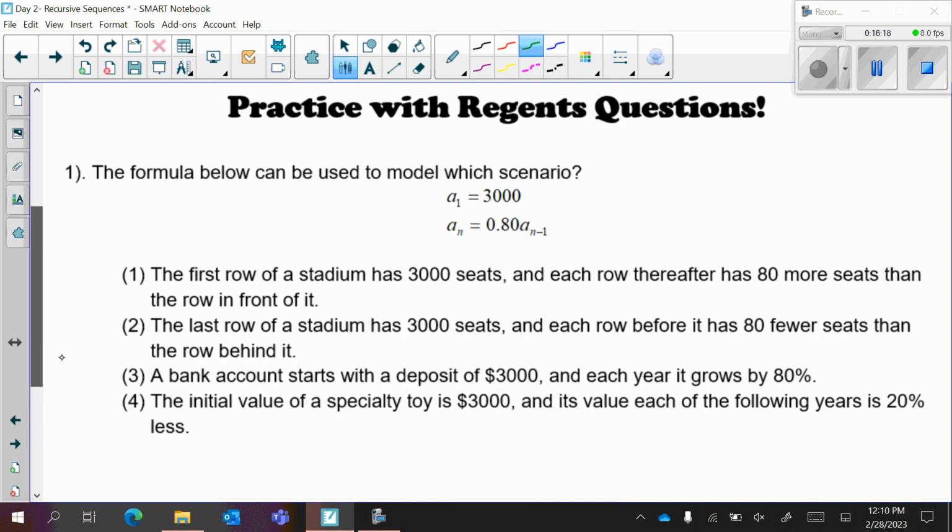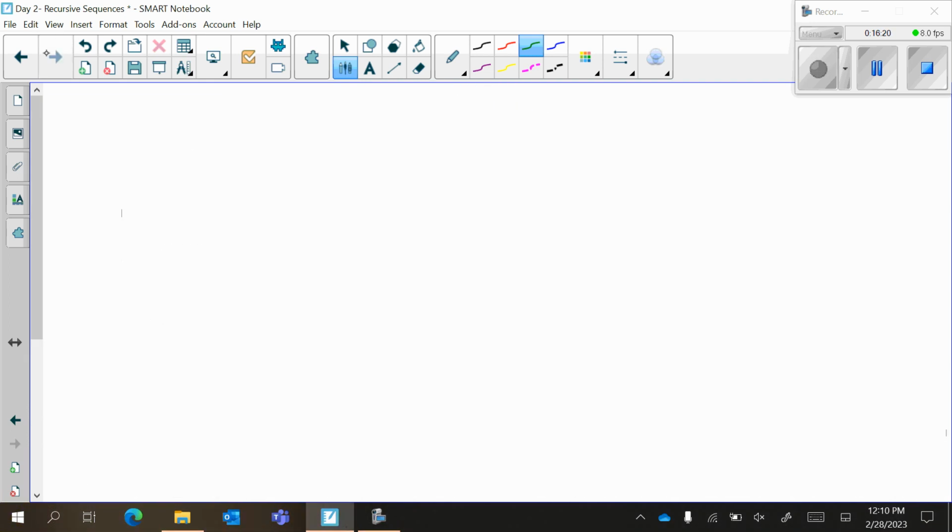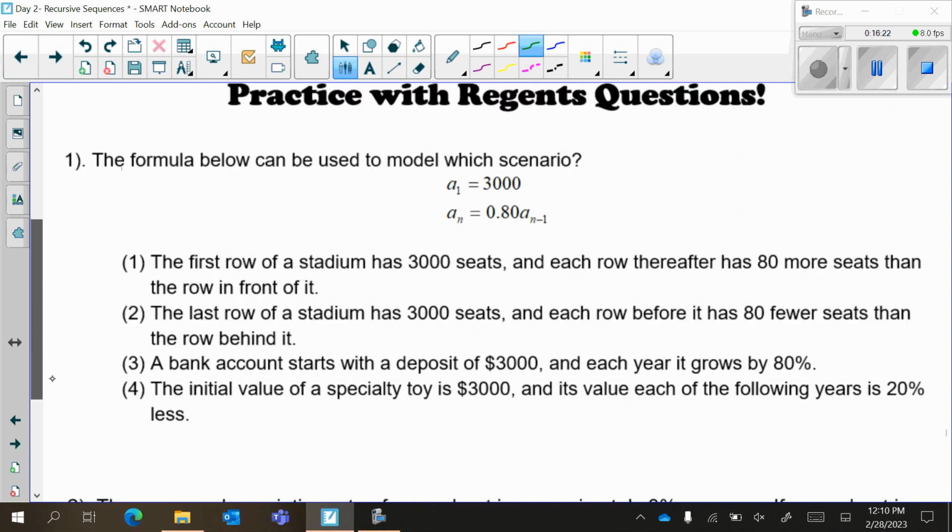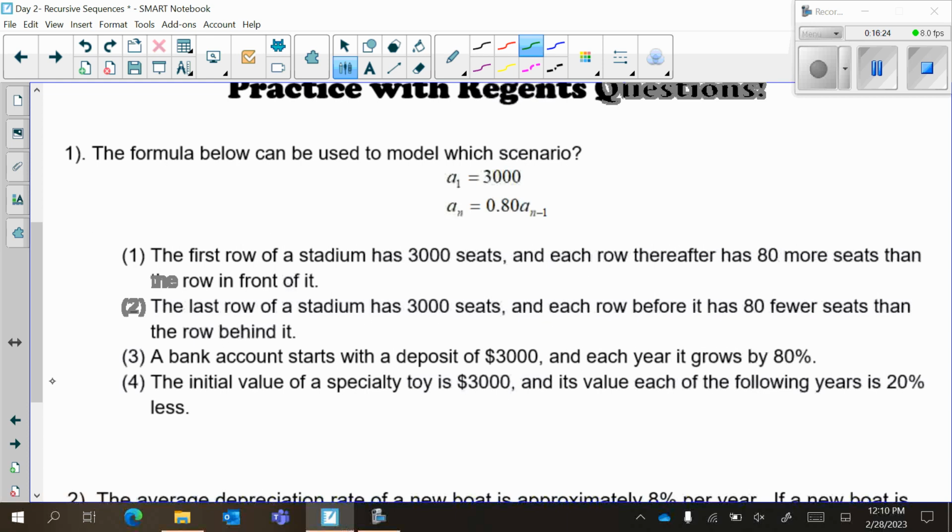Okay, we have 2 more problems and then we are done, right? Yeah, okay. So practice with the regions questions. What you should know about these scenarios right away is it arithmetic or is it geometric? Now, because you are multiplying by 0.80, that means you are geometric.